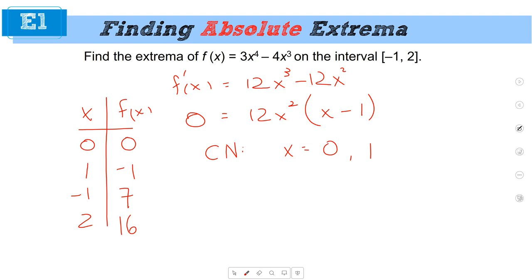So where is the absolute minimum? Why is that a difficult question? 1, correct. The point 1, comma, negative 1 is the absolute min. Where's the absolute max? 2, comma, 16. Done.